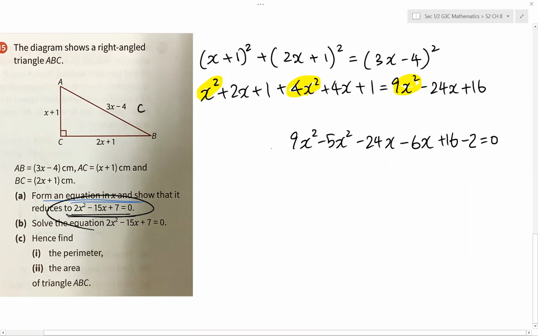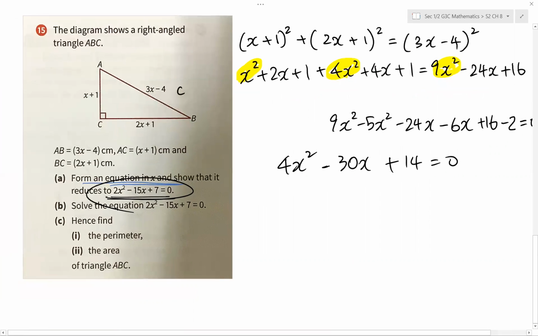Okay, so now simplify. 9x squared minus 5x squared, we get 4x squared minus 30x plus 14 equals to 0. Wow, happy. I get an ax squared plus bx plus c equals to 0. Then I check. Hey, differently. The question says reduce to 2x squared minus 15x plus 7 equals to 0. Mine is different. 4x squared minus 30x plus 14 equals to 0.